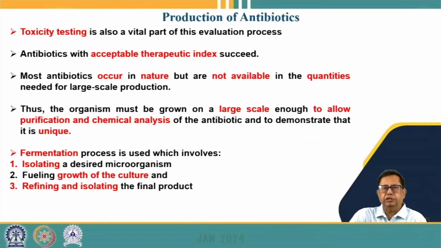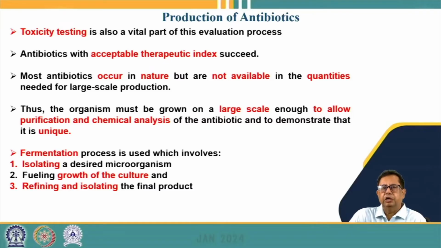Toxicity testing is a very important part of the evaluation process, and the antibiotics which have an acceptable therapeutic index are generally taken and used for further production. Most antibiotics occur in nature, but they are not available in the quantities required for the large scale production of antibiotics. So that's why antibiotic production has to be done.